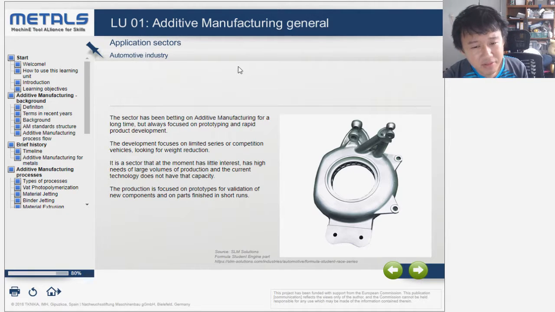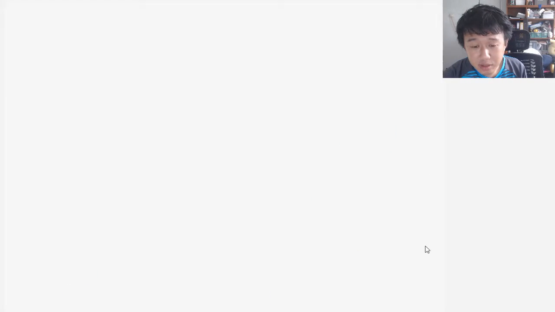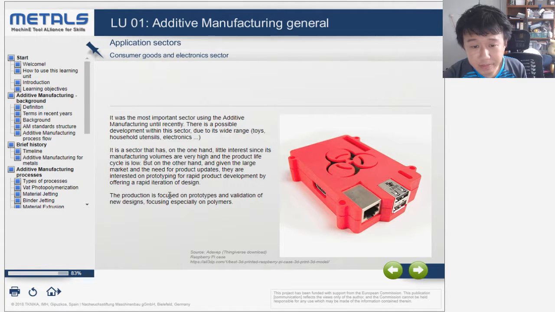I guess basically for all industry, 3D printing is capable of designing new parts. If your car or so is very old and it's very difficult to find the spare parts, I think 3D printing is also a very attractive option.